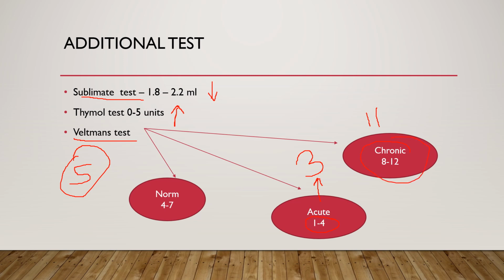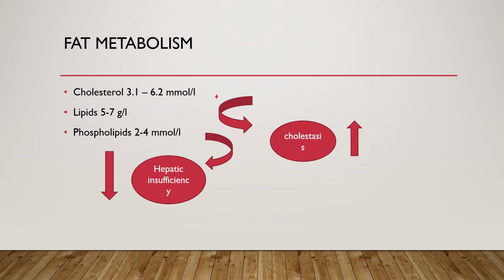So, on the basis of the Weltman test, if you see the test tube between 1 and 4, like the example 3, then we are talking about acute inflammation. If we see the test tube between 4 and 7, then we are talking about the normal condition, meaning no signs of inflammation. And if we see the test tube between 8 and 12, then it is the condition of chronic inflammation.